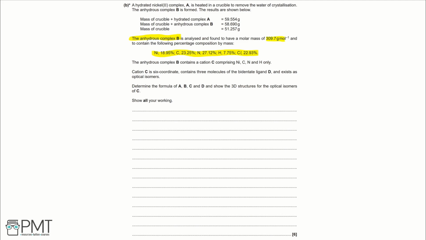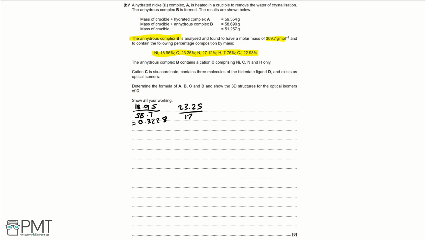If we begin by working out the empirical formula of complex B, we can then compare this to the molar mass. We work out an empirical formula by taking the percentages, dividing them by the relative formula masses, and then dividing by the smallest number. So, if we work through complex B, that would be for nickel 18.95 divided by 58.7 gives us a value of 0.3228.